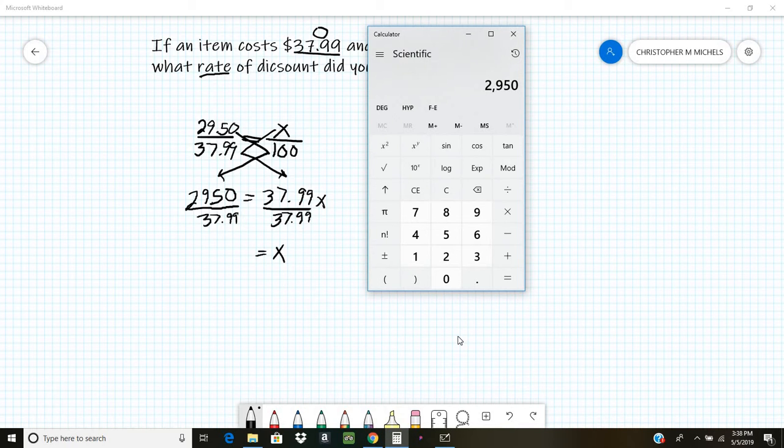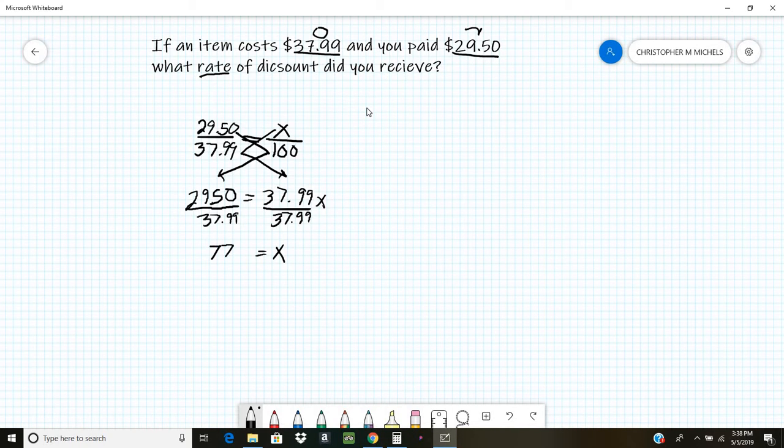So we get 29.50 divided by 37.99. We get kind of a crappy number there. I'm going to round it for simplicity purposes. Actually, let's just cut it off at 77.65. So we are getting a 77.65% discount.